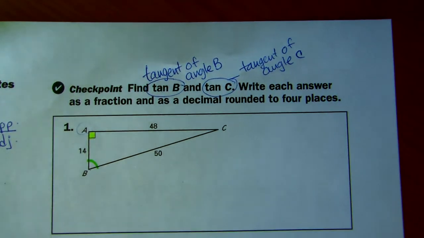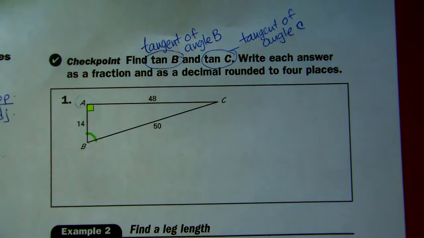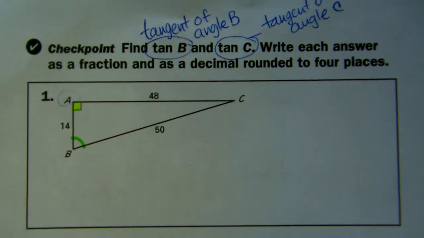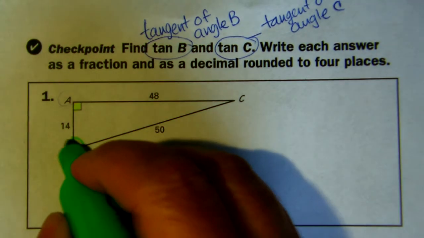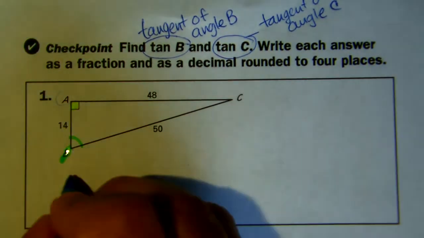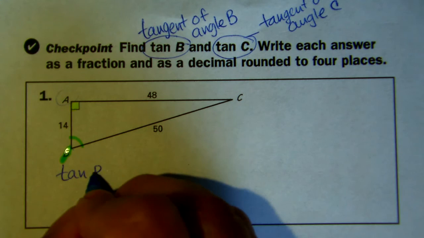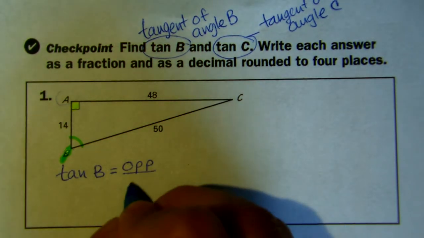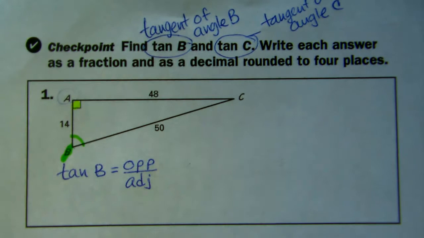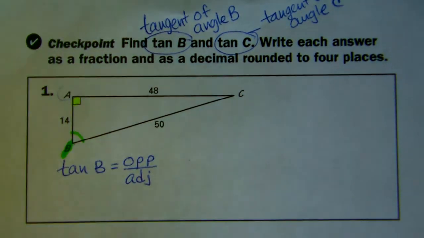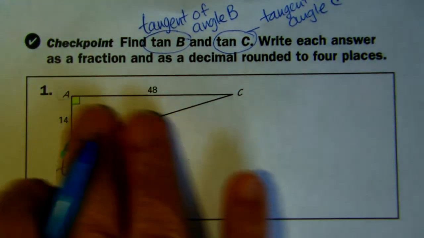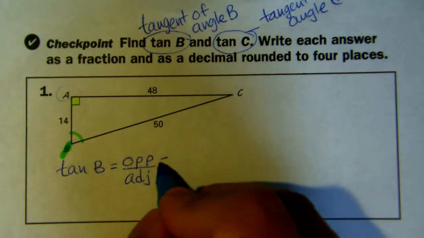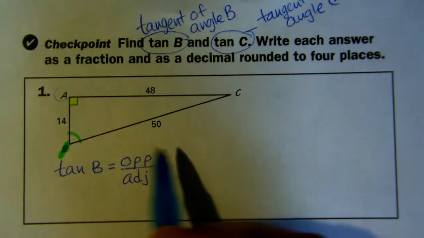Let me zoom in a little bit more. So this is angle B, and they're asking us to find the tangent of angle B. Remember, it's going to be the opposite over the adjacent. Now remember, I need to see your notes complete as if we were in the classroom, okay? So everything that I write, you write.